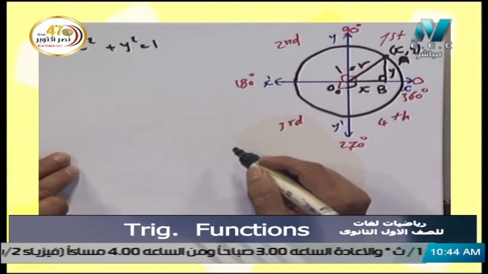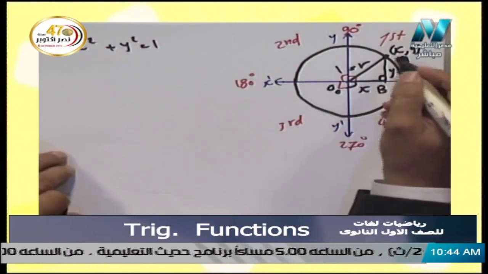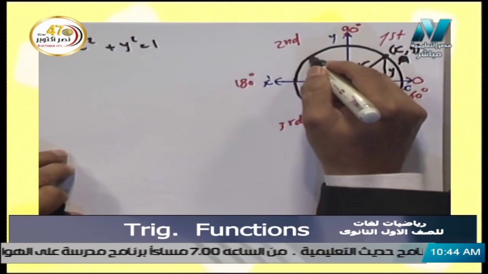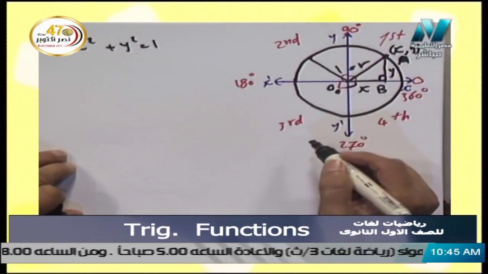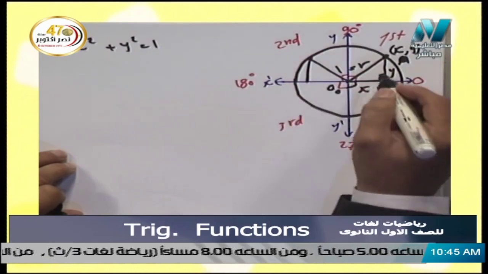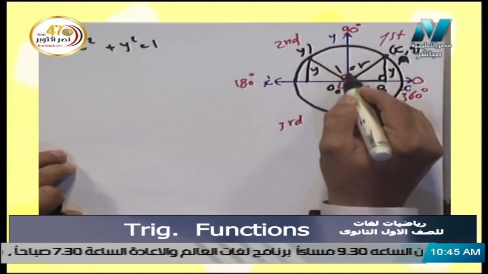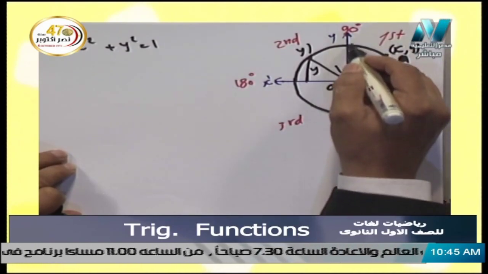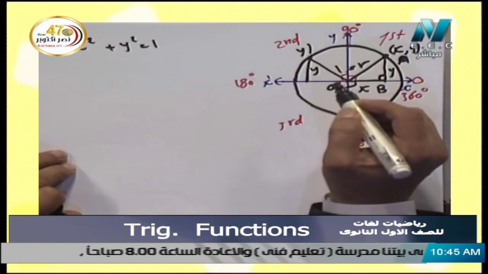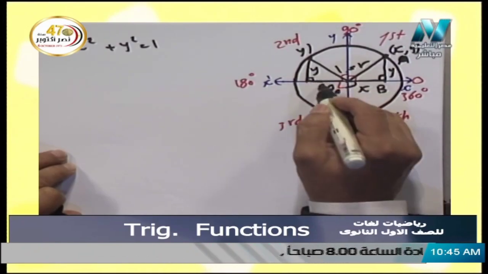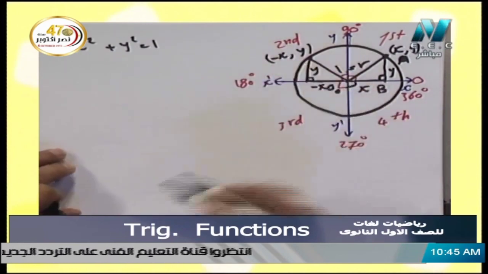Okay, we know here that if we move to this point, which is the reflection of the first point on the y-axis, y is still positive, because the y-axis starts from 0 here and goes up, so this part is positive. But x here is negative. So here we have negative x and positive y.